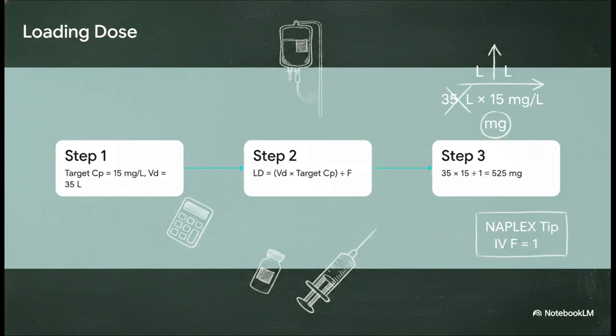Step 1, let's say our target plasma concentration is 15 milligrams per liter, and our VD is 35 liters. Step 2 is our formula. Loading dose equals VD times target concentration divided by F, which is our bioavailability. Walking through the dimensional analysis in Step 3, we multiply our 35-liter volume by the 15 milligram per liter target. Notice how beautifully those liters just cancel right out, leaving us strictly with milligrams. And because this is an IV dose, our bioavailability factor, that F variable, is simply 1. So 35 times 15 equals 525 milligrams.